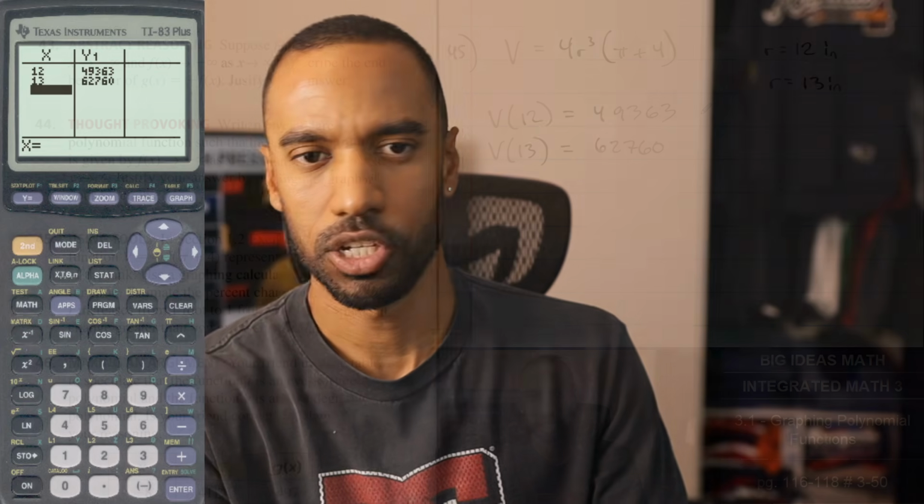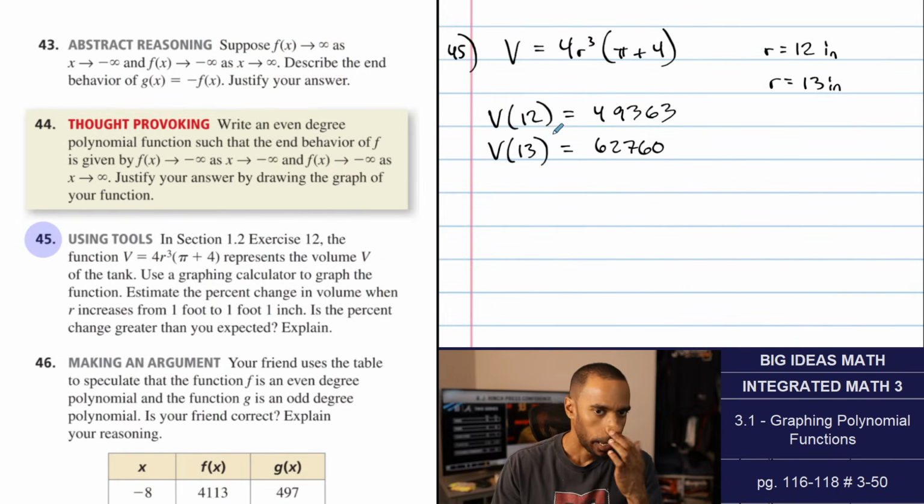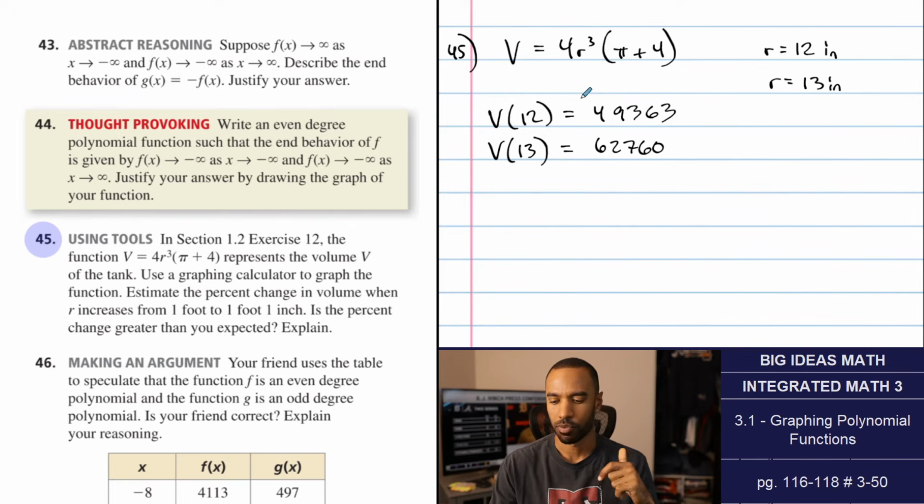So I'm on ask mode. I'm going to ask 12 and 13. These are the different volumes. Let's write those down. Okay, maybe it's not that big of a change. It's more like 30% or something like that. Anyway, let's see. V sub 12, and remember, this is in cubic inches, but it doesn't matter, is 49363. I'm sure there are decimals, but I'm not concerned about them. I'm just writing the rounded numbers. V sub 13 is 62760.